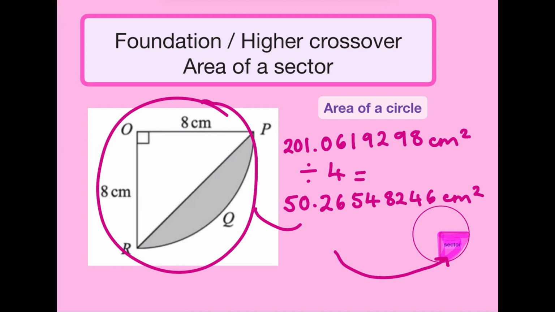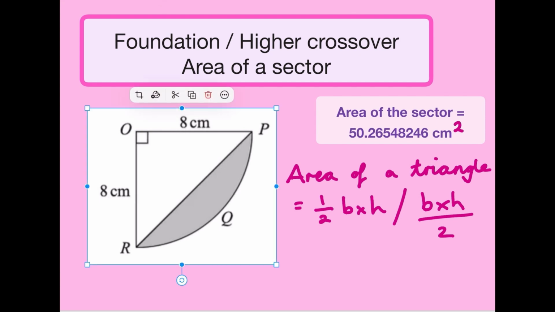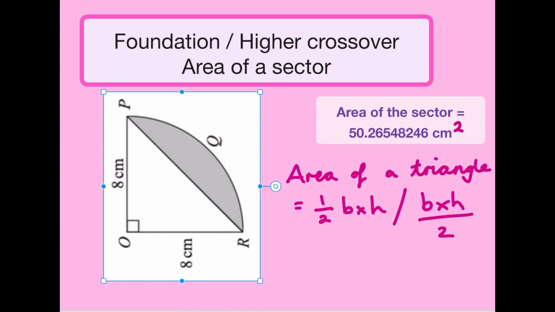So our next step is to work out the area of the triangle, and then when we've got that, we can subtract the area of the triangle from the area of the whole sector. The area of a triangle is half base times height, or I actually like to do base times height divided by 2. That's my preferred method. Now, we can see the triangle more clearly if we rotate this.